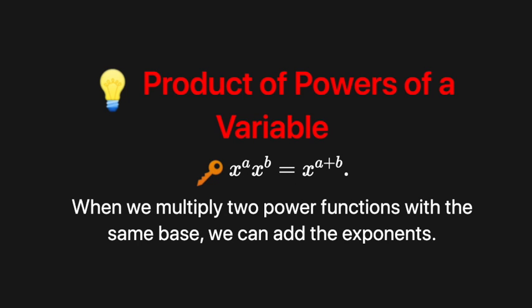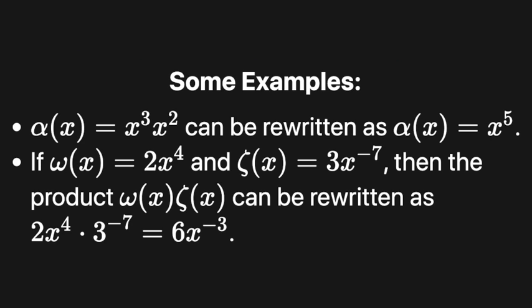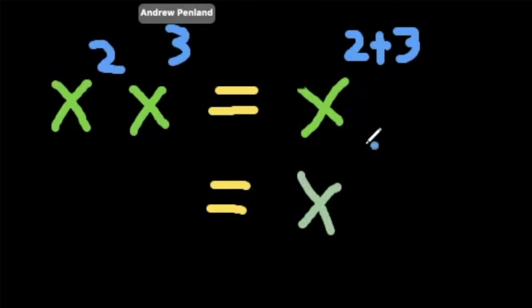Another common pattern is when you have two terms with the same base, but different powers, and they are being multiplied together. We can combine this into a new expression by adding together the two exponents in each term. In words, we would say that x to the a times x to the b is x to the a plus b. For example, if we had x cubed times x squared, this would become x to the 2 plus 3, which simplifies to x to the fifth.